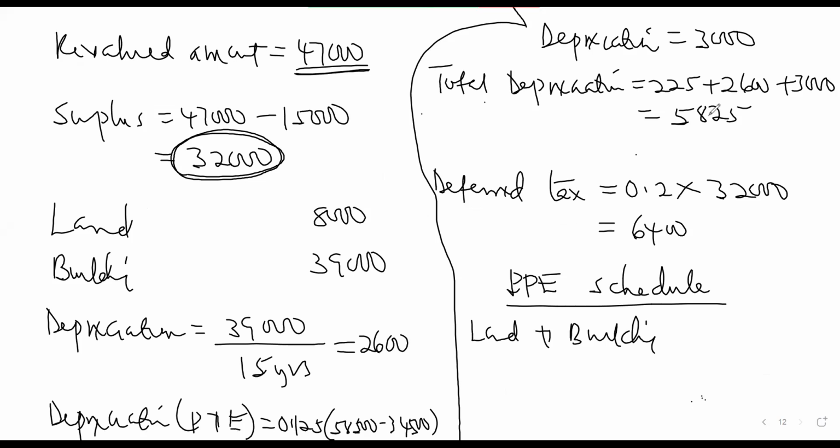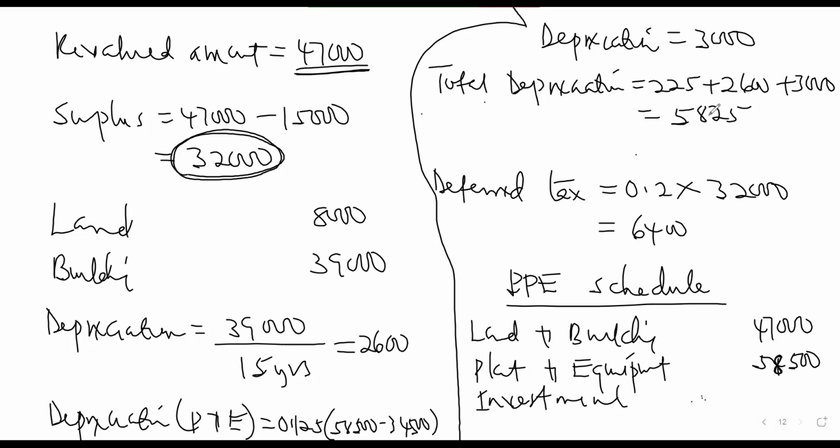So at the beginning of the year, our land and building figure is what? 47,000, the revalued amount, isn't it? Okay. Plant and equipment, the cost is what? 58,500. Okay. What will be the addition? The addition will be the investment property, isn't it? Okay. That will be 6,000. Are we okay? Yeah. Okay.